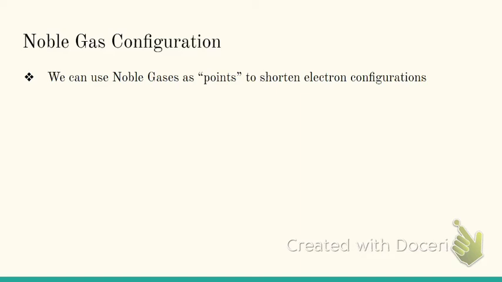Alright, in this video we're going to be going over our noble gas configuration and Lewis dot structures. So this is going to be page 12 of our notes. Now, with our noble gas configuration, we're able to use the noble gases as points or as landmarks in order to shorten our electron configurations.